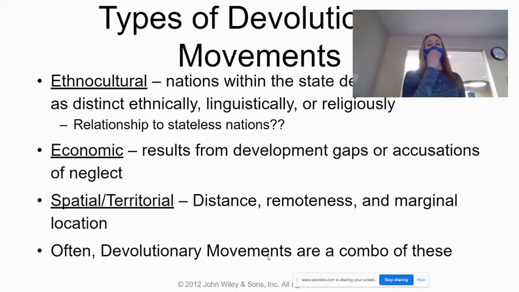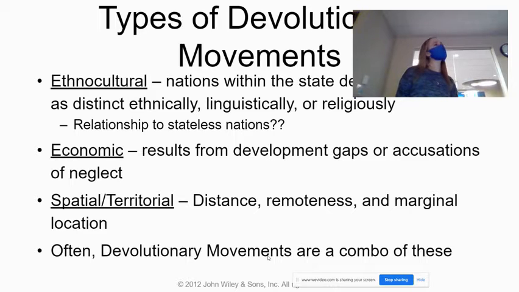The last one is spatial or territorial. Generally, places that are more prone to devolutionary pressure are places that are distant or remote from the rest of the country, particularly from the capital. Oftentimes you'll find devolutionary pressure on islands. An example in the United States would be Hawaii. There are many reasons why Hawaii feels separate from the United States, but one of the main reasons is that it's just geographically separate, right? It's very far away from mainland U.S.